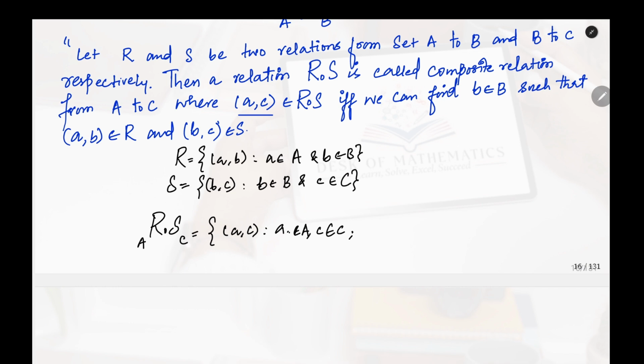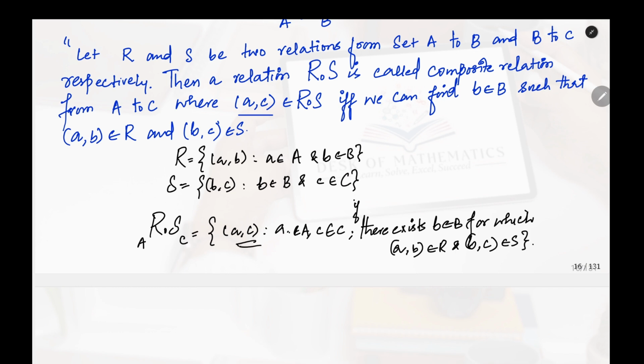We can write that this will happen if there exists a common element b in B for which (a, b) belongs to R and (b, c) belongs to S. Then this ordered pair will belong in the composition.